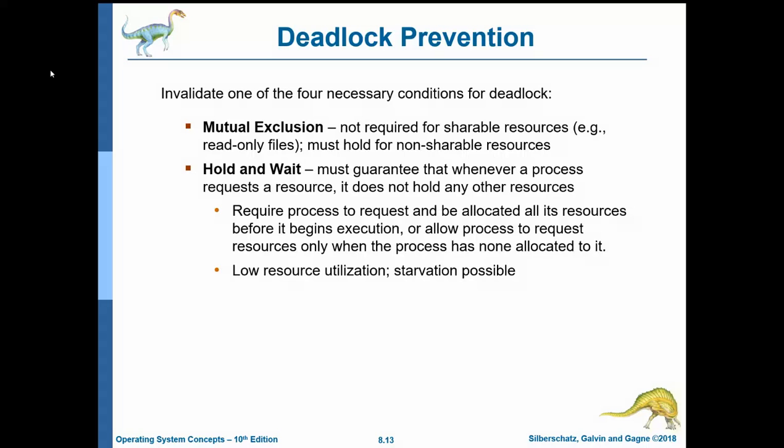For instance, the printer cannot be simultaneously shared by several processes. Shareable resources, in contrast, do not require mutually exclusive access and thus cannot be involved in a deadlock. Contoh lain, read-only files are a good example of shareable resources, where if several processes attempt to open the read-only file at the same time, they can be granted simultaneous access to the file.